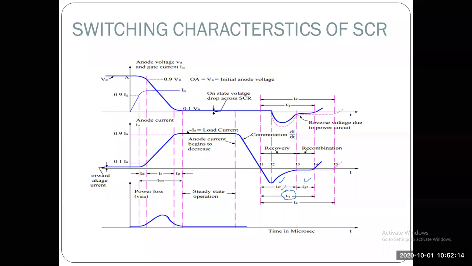The reverse recovery time is the time period between T1 and T3. And the recombination time, or gate recovery time, is the time period between T3 and T4. During this gate recovery time, the recombination process will take place.